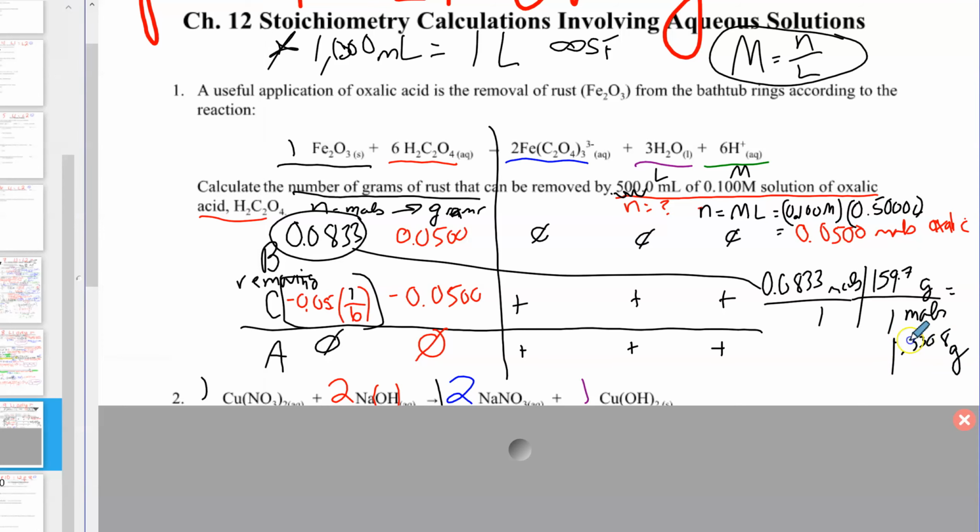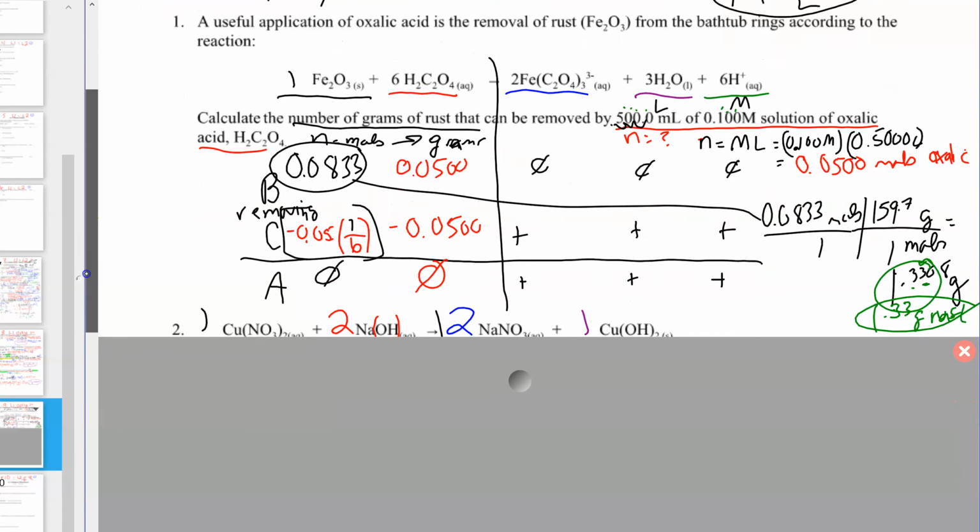1.3308 grams. Last thing is we want to check for sig figs. Here we had 4 sig figs. Here we had 1, 2, 3 sig figs. So we're going to go to 3. 1, 2, 3. Look to the right. So it's going to be 1.33 grams of rust. That's how much we can remove just using that much from your bathtub. Okay, problem 2.